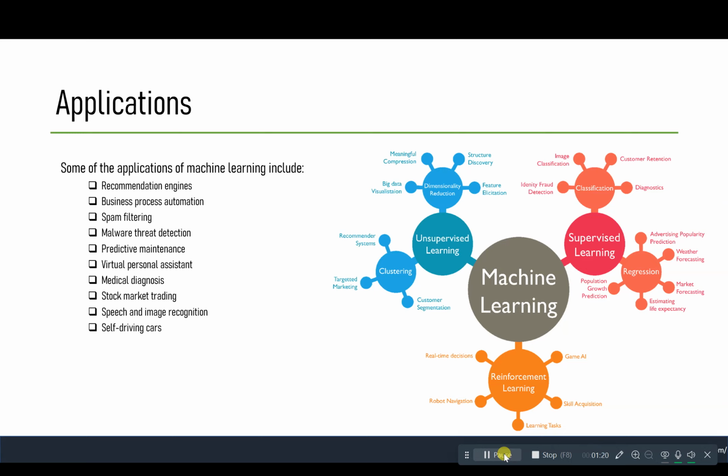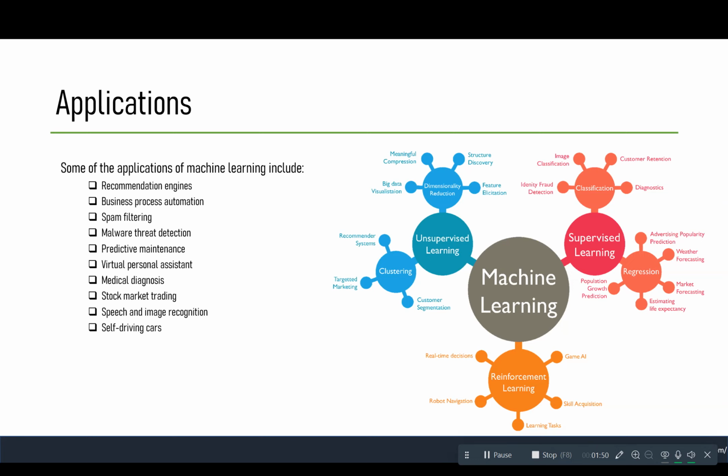Another is medical diagnosis. Machine learning algorithms can be used to analyze medical images, patient data and other sources of information to assist with medical diagnosis, and these algorithms can identify patterns and anomalies that may be difficult for human physicians to detect. Medical diagnosis applications include computer aided diagnosis, radiology, image analysis and other healthcare applications.